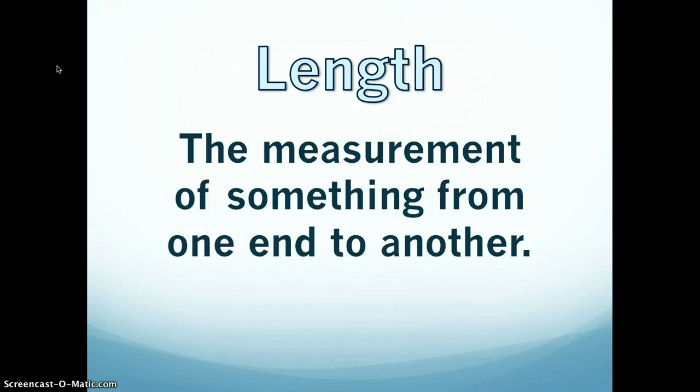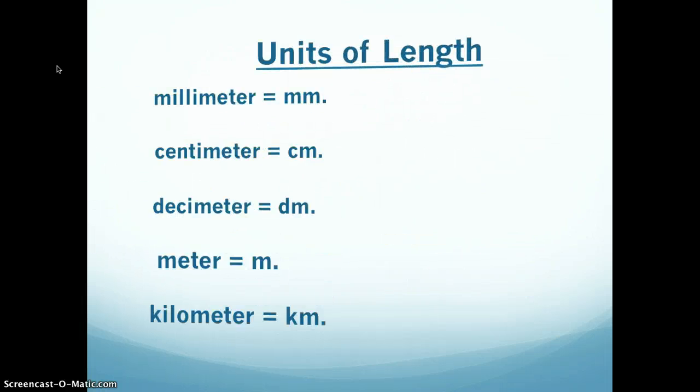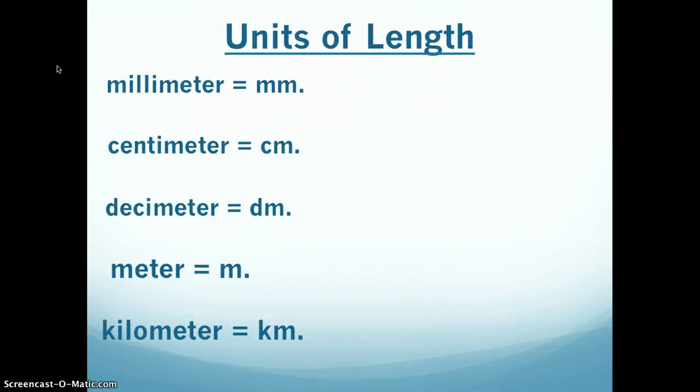Now, the first unit of measure is length. You're measuring something from one end to another. Now, there's lots of different ways that you can measure, especially if you're going to measure different sizes of things. So, for example, if you're going to measure something really, really tiny, like the width of a bobby pin or the size of one of the chains of your necklace, you're going to use millimeters. But as you are going to measure things that are larger, you're going to want a larger unit of length.